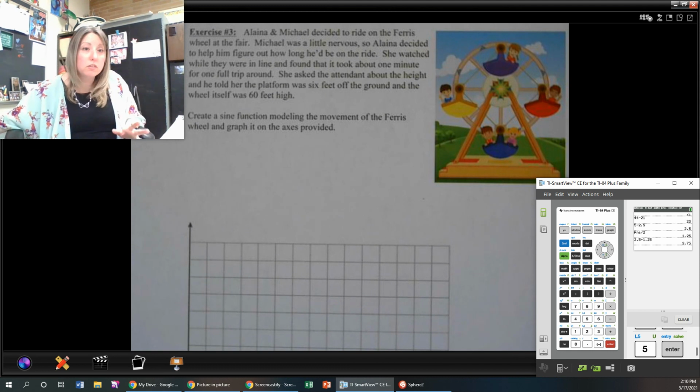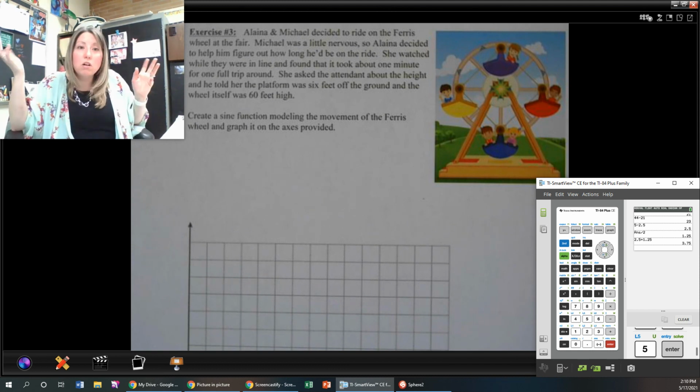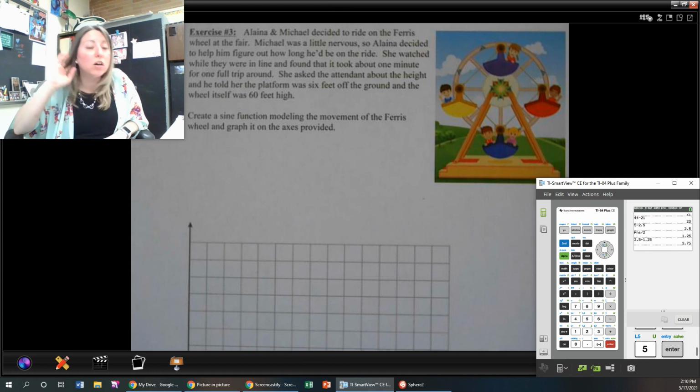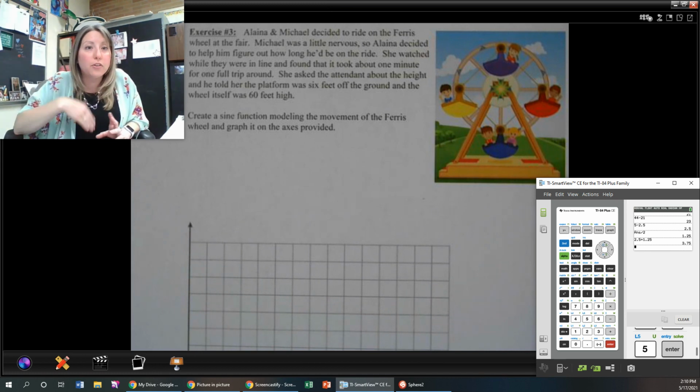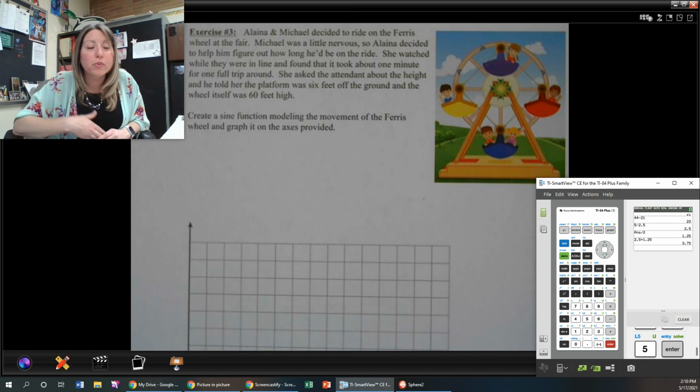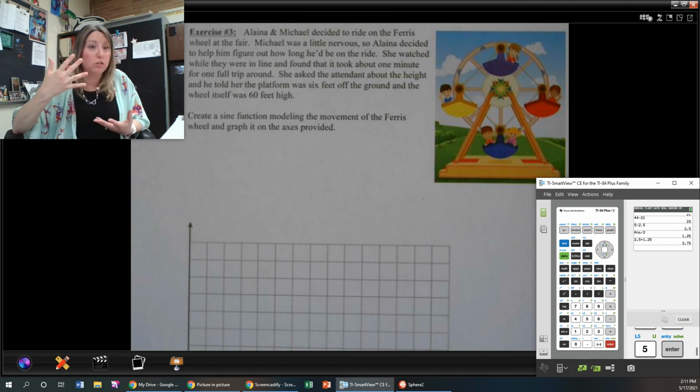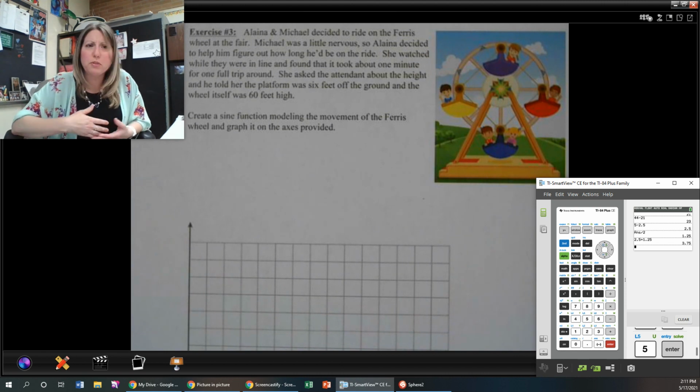Admittedly, Michael was nervous. So Elena decided to help him figure out how long the ride would be. She watched while they were in line and found out that it took 1 minute for a full trip around. She asked the attendant about the height, and he told her the platform was 6 feet off the ground and that the height of the wheel itself was 60 feet, my bad, 60 feet high.